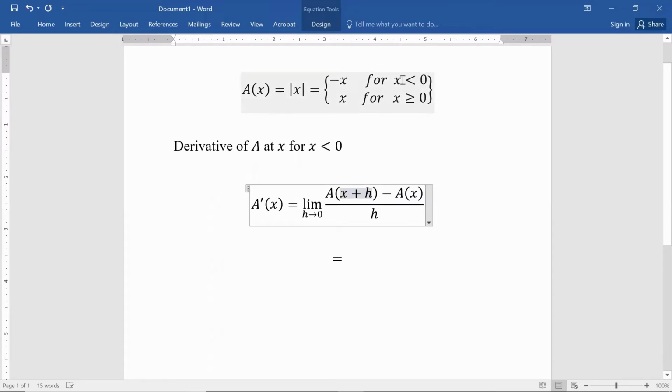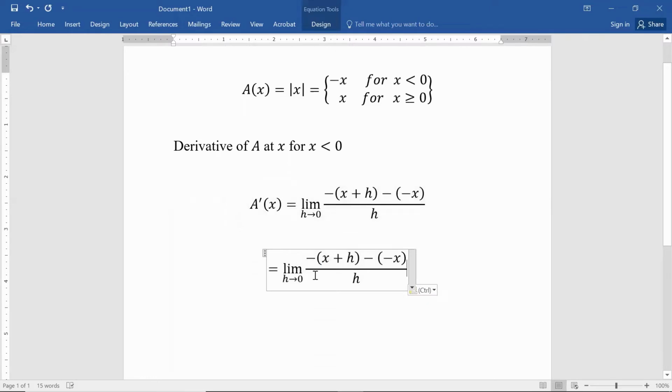Think about that again. If x is negative, so let's say x is negative 1, as long as h is really, really small, we can fit it into this definition for this expression. So when we plug in x plus h, we can also plug it into the negative value expression. If you plug that into the negative value expression, you just get negative of x plus h. Well, if x is negative, and I plug it into my absolute value expression, I just get negative x. So the derivative definition is the limit of negative (x plus h) minus negative x, divided by h.